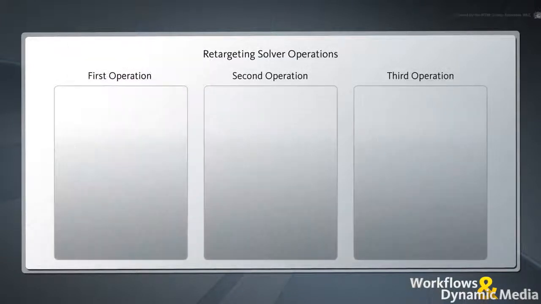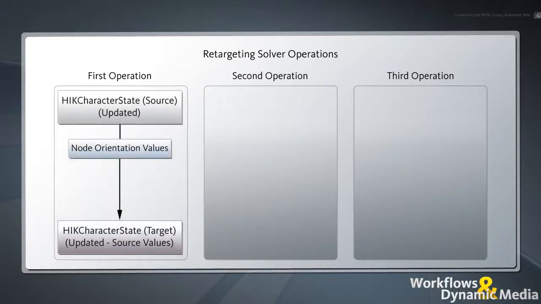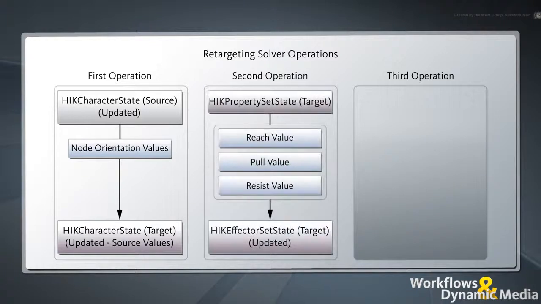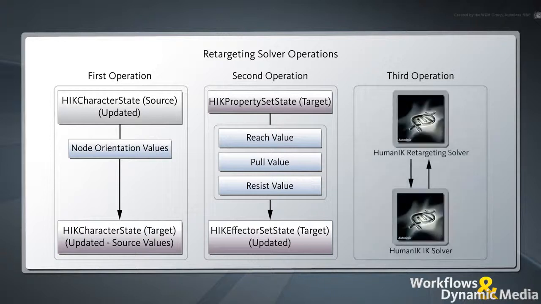The retargeting solver carries out three main operations. It copies the orientation of all nodes in the source character's HIK character state object to the target character's HIK character state object. It updates the target character's HIK effector set state object using the reach, pull, and resist values stored in its HIK property set state object. And it calls the IK solver to calculate a new pose for the target character based on the components you provide.